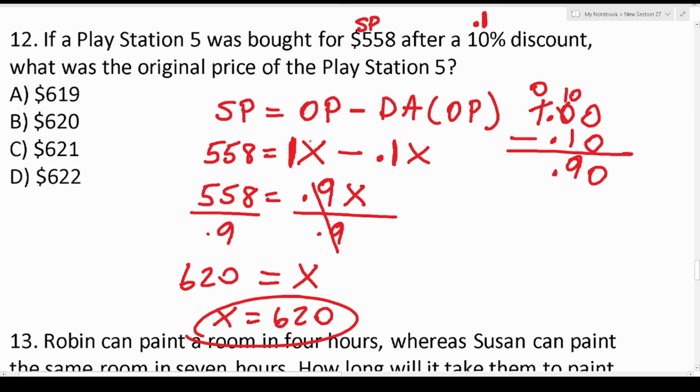And this x, as you saw, referred to the original price of this PlayStation. So the original price of this PlayStation before the discount was applied was $620. So that's that one. Again, I have a video on this in case you need to review how to do this. But again, you should be able to set this one up algebraically by saying sales price is always the original price minus the discount amount times the original price. Okay, so that's that one.